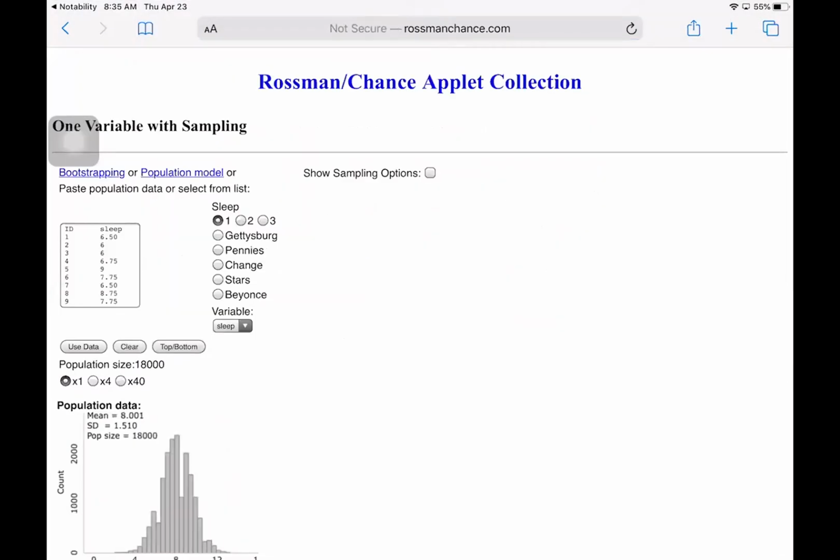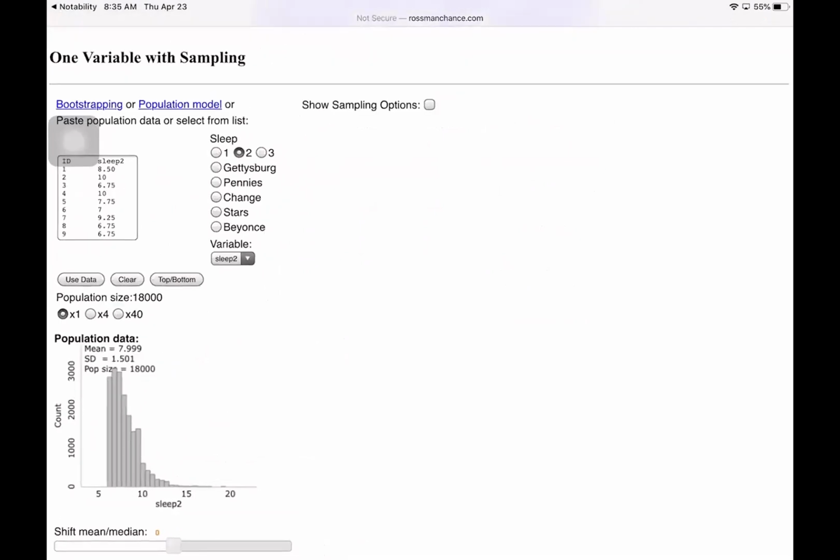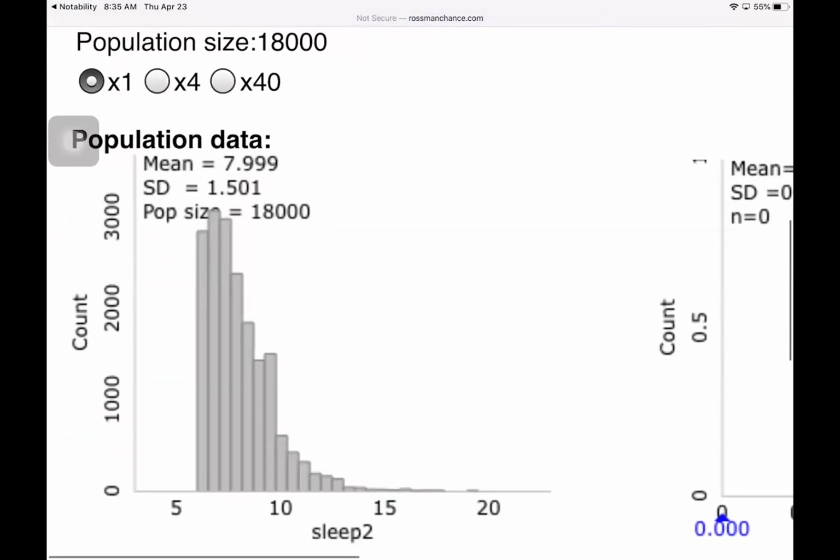And we're going to do sleep. Everybody can see a right skew histogram right now? All right. Yes. Cool, thank you.